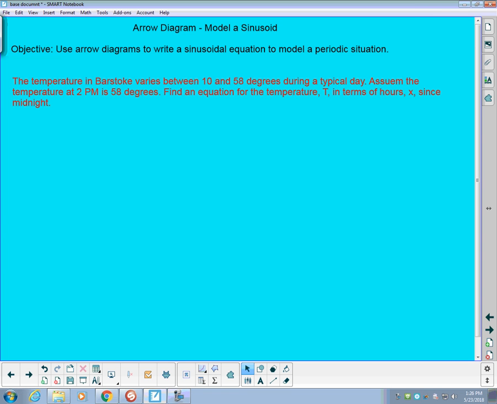All right. Today we are going to use our arrow diagrams, our parent functions for sine and cosine to model a sinusoidal situation. So our problem here is one about varying temperatures in a city. It says the temperature varies between 10 and 58 degrees on a typical day. We'll ignore the misspelling of assume in there, and we'll assume that the temperature at 2 p.m. is 58 degrees, and the problem is to find an equation for the temperature T in terms of the hours since midnight, and that variable will be X.